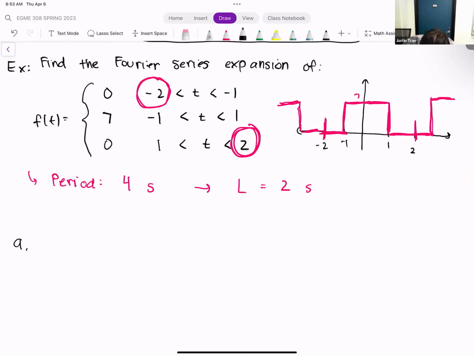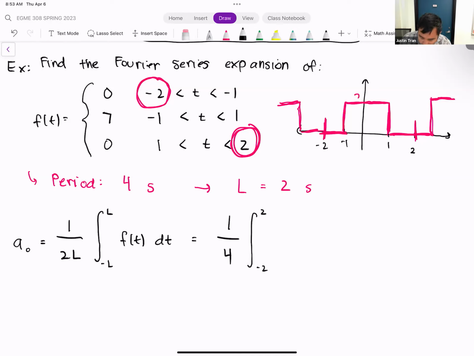Let's start with A0. Our formula for this is 1 divided by 2L integral from minus L to L of f of t dt. Let's go ahead and plug in our function. Our L value here is 4. We're going to have 1 over 4 integral from -2 to 2 of f of t dt. All I did there was plug the value for L into our integration.